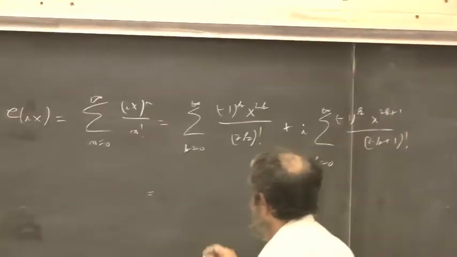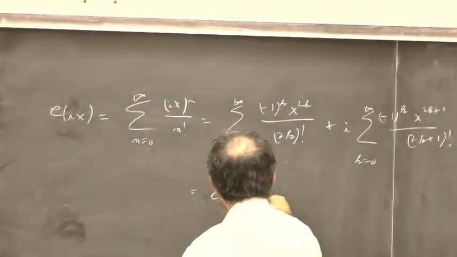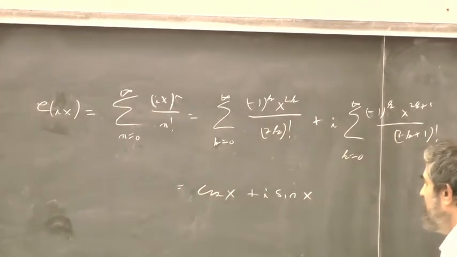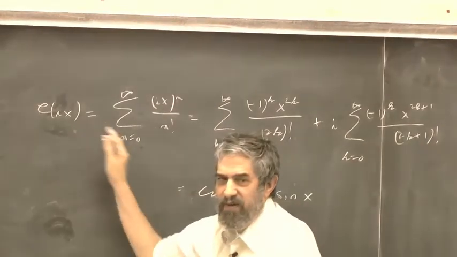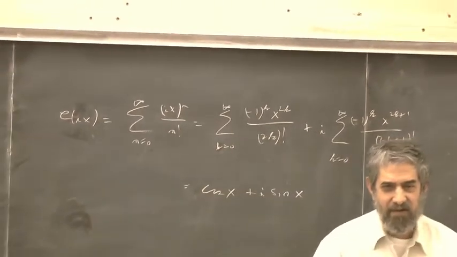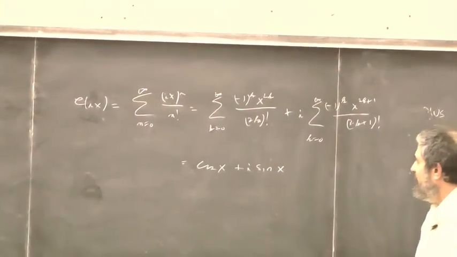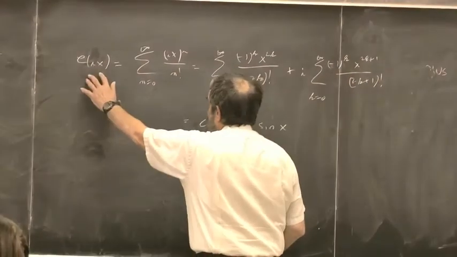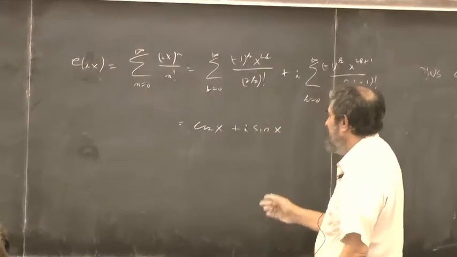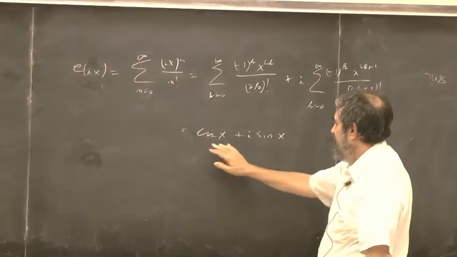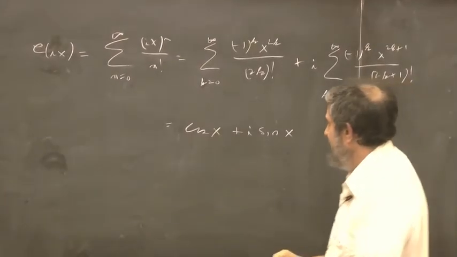That's cosine of x. And then this is sine of x. Okay, so there's Euler's formula, relating the exponential function to the trig functions. So basically what it means is that there's only one transcendental function. If you understand the exponential function, we can actually recover the trig functions from the exponential function.